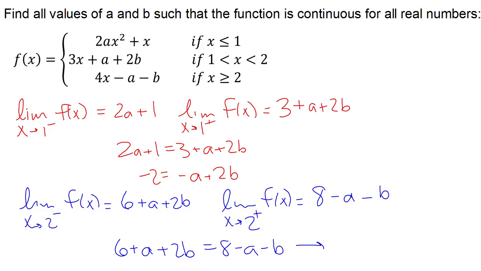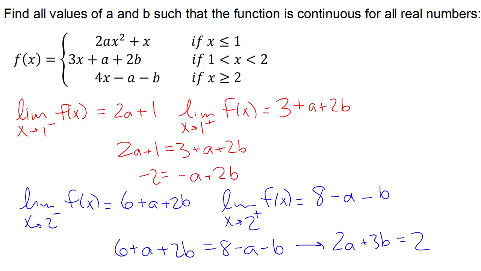Well, if I put all of the variables to one side, that'll be 2a plus 3b if I bring them all to the left. And if I subtract the 6 over, we end up with 2a plus 3b is equal to 2. Right? So we've got two different equations. Negative 2 equals negative a plus 2b. And we've got 2a plus 3b equals 2.